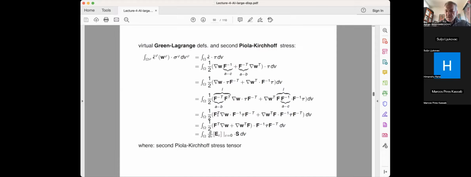So I'm stuck here with F transpose W dot F minus 1 tau F minus transpose. And I again here insert F minus 1 and I play a combination of A and C. And I get nabla W transpose F dot F minus 1 tau F minus transpose. And then basically these guys are the same. So F minus 1 tau F minus transpose is actually multiplied, when I sum it up, by 1/2 F transpose nabla W plus nabla W transpose F.